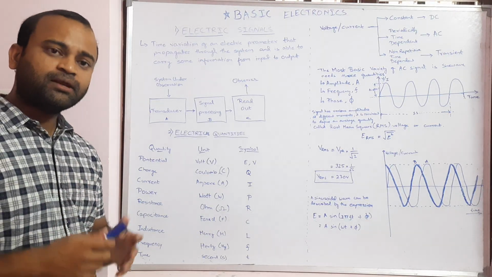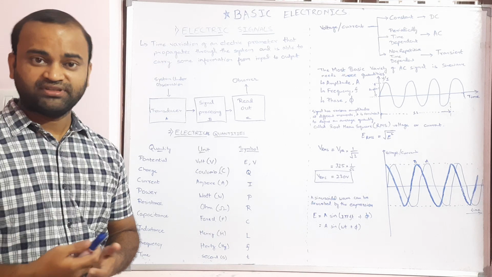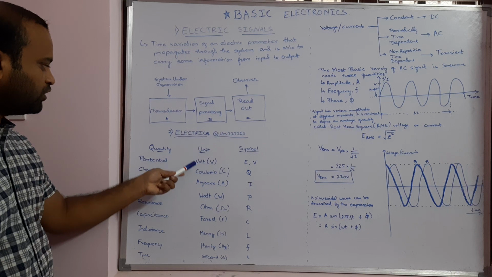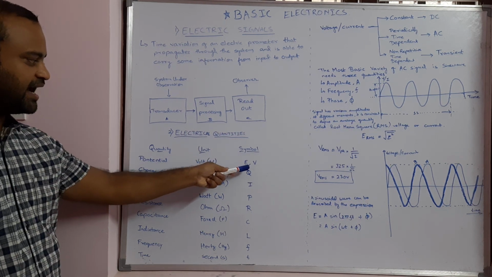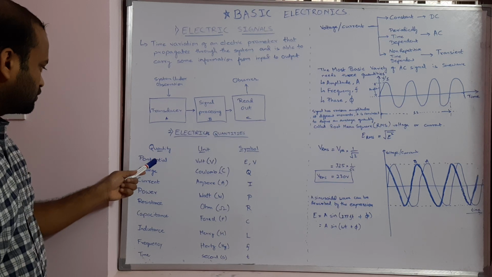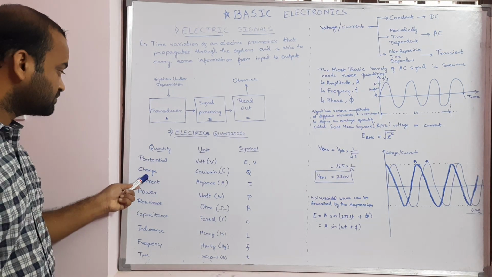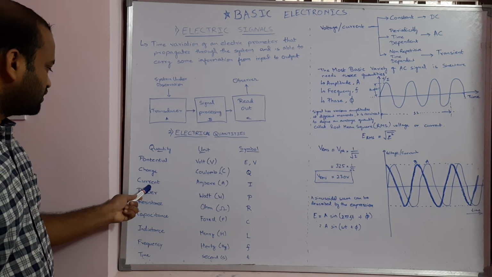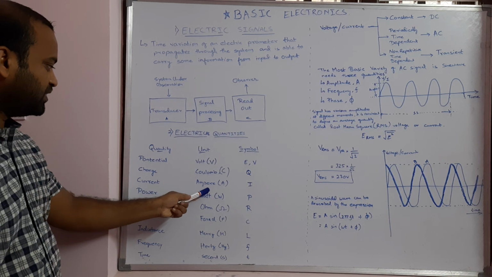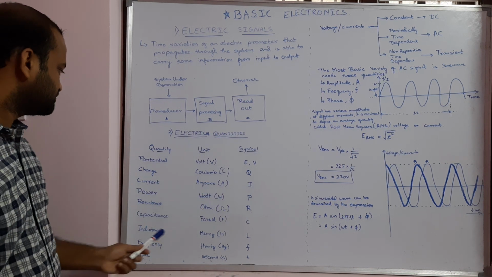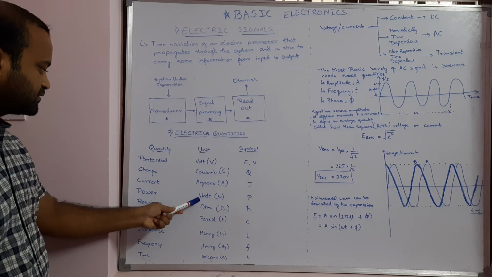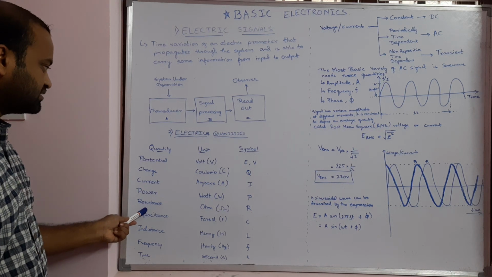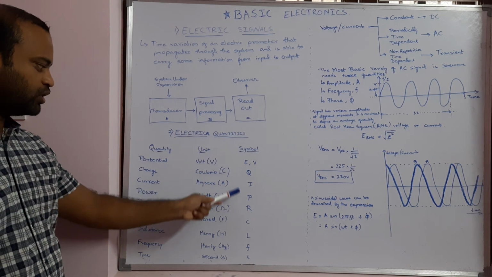In electronics, there are basic electrical quantities. Potential, whose unit is volt, and symbol can be E or V. Electrical charge, whose unit is coulomb, symbol Q. Current, whose unit is ampere, symbol I. Power, whose unit is watt, symbol P. Resistance, whose unit is ohm, symbol R.